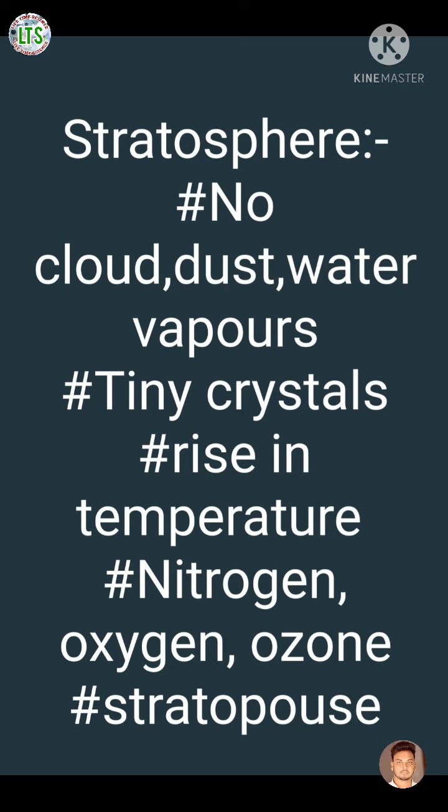Second is about the stratosphere. Stratosphere is next to troposphere. This region of air extends about 50 kilometer above the surface of the earth. It is about 62 kilometer thick at the equator and about 72 kilometer thick at the pole and extends up to 80 kilometer above the surface of the earth.